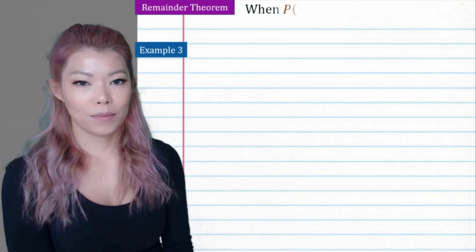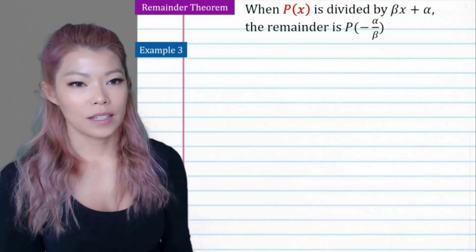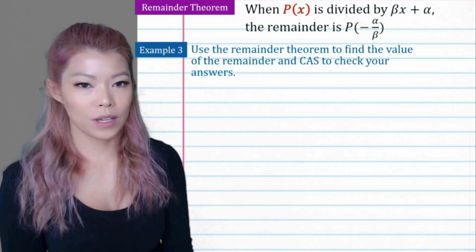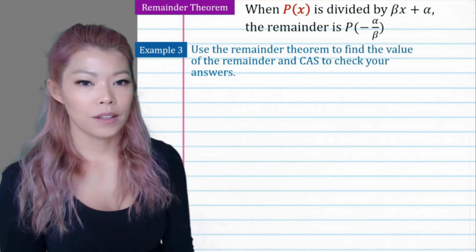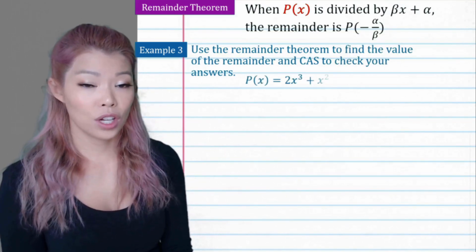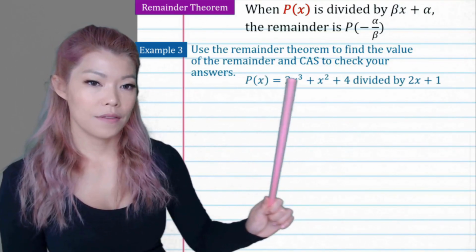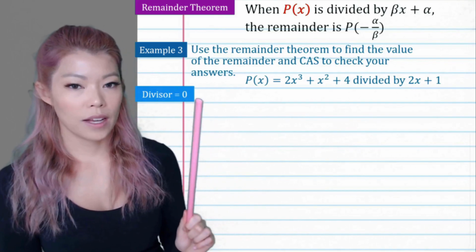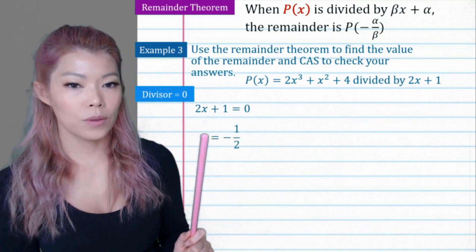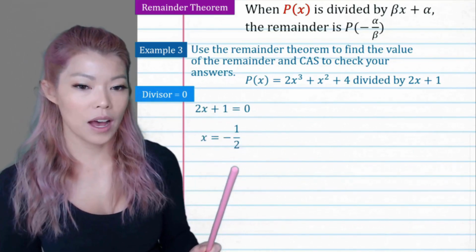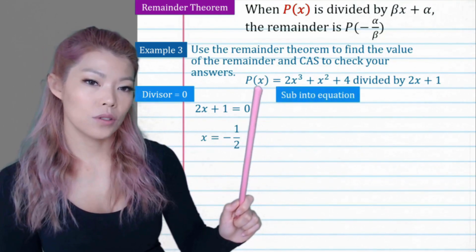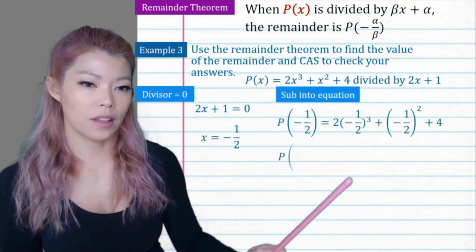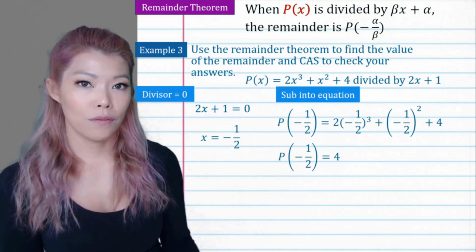Let's do another example to see that again. So there's our theorem. I've just placed it up there so we can see it. Use the remainder theorem to find the value of the remainder and CAS to check your answers. So here we have a polynomial and it's divided by 2x plus 1. So let 2x plus 1 equal 0. We can see that x is equal to minus a half. So we're going to plug that into the equation and that would give us the remainder, which is 4.